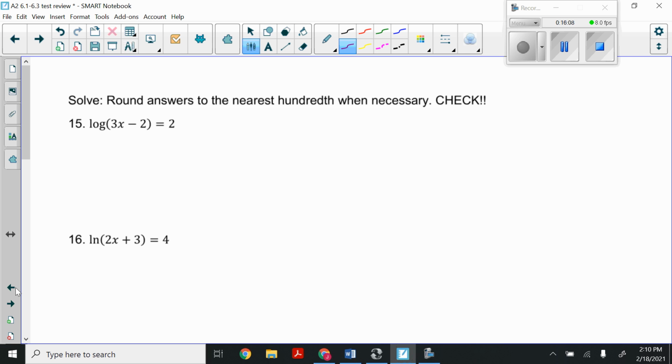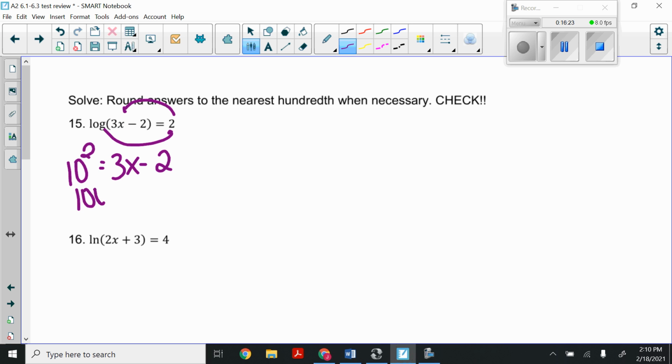Remember that in order to solve a logarithm, I change it to an exponential. So my little shortcut: log, I don't have a base, so it's understood to be base 10. So this is really 10 squared equals 3x minus 2.